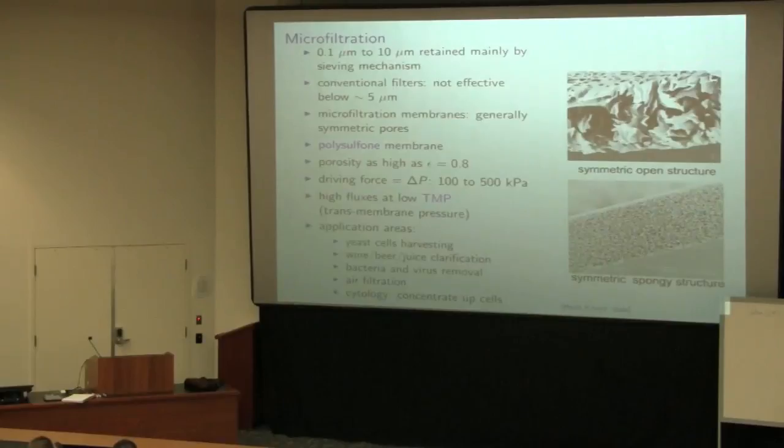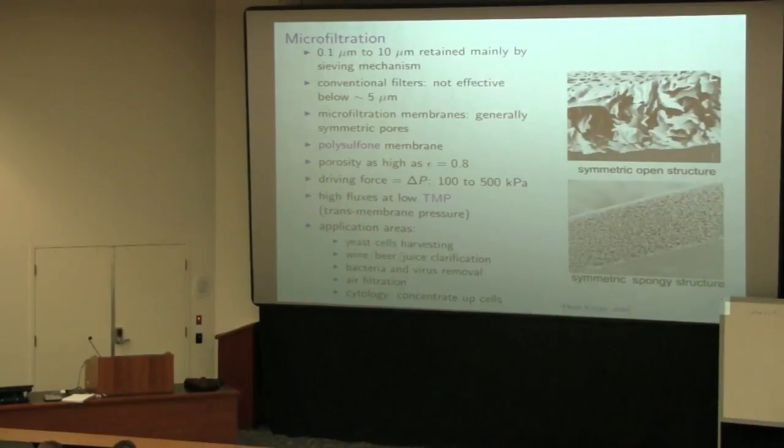So as the liquid flows from the top down, this is a cross-sectional view of the membrane. If we're looking at the membrane from the top, the percentage open area visible to the fluid or the feed would be as high as 0.8%.